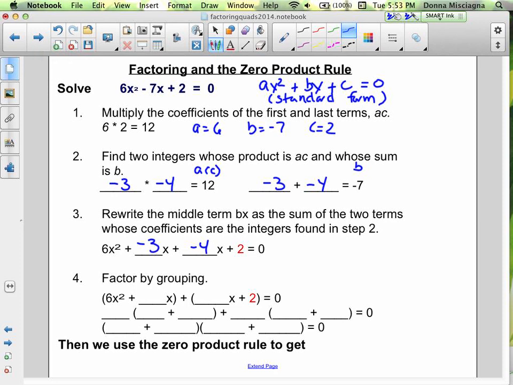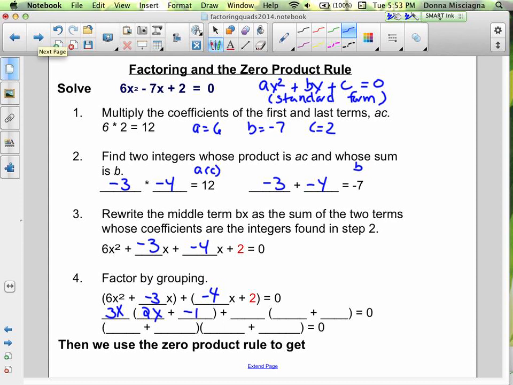All right, so now the first two terms become a group, and the second two become a group. Then we're going to pull out the greatest common factor. Well, 6 and -3 are both divisible by 3, and we've got x squared and x, so they're both divisible by x. So the greatest common factor for 6x squared and -3x would be 3x. 6x squared divided by 3x would be 2x, and -3x divided by 3x would be -1.